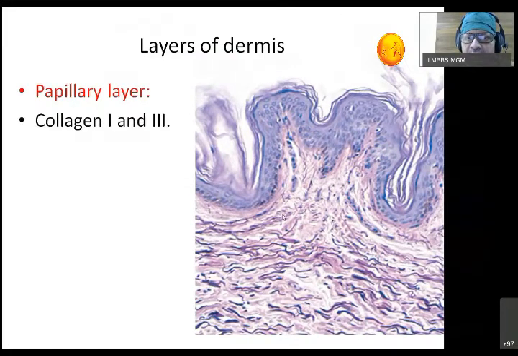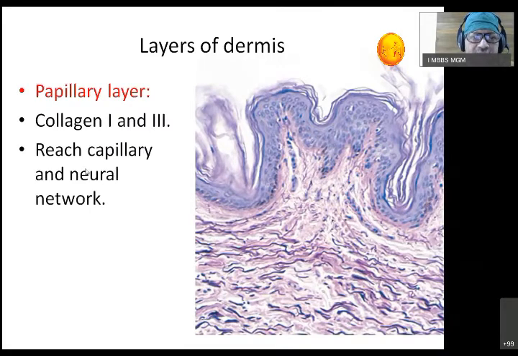What does it contain? It contains type 1 and type 3 collagen fibers. That is what we have to remember, type 3 collagen fibers. Then it is very rich in capillary and neural network. If you look carefully in this dermal papilla, you can see one receptor. This is Meissner's receptor, a very sensitive mechanoreceptor. So that will be seen in the papillary layer.